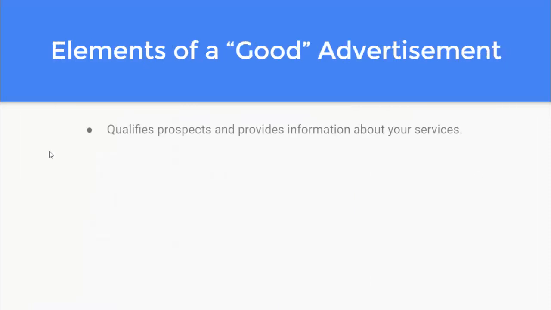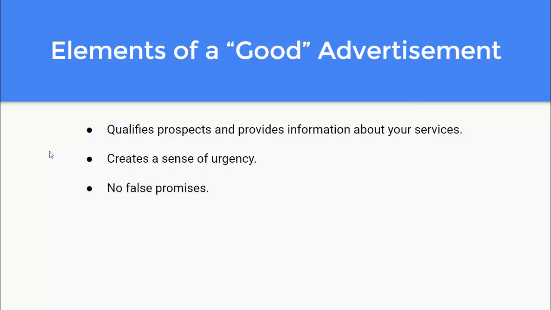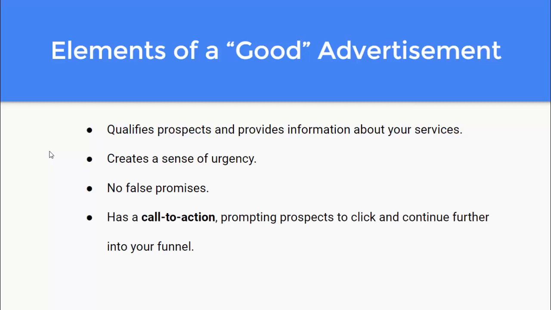Elements of a good advertisement. So a good ad qualifies prospects and provides information about your services. It creates a sense of urgency: offer ends soon, get it while you can, that kind of stuff. No false promises, okay? We don't want to promise the moon in our advertisements, and then we come up short in our actual service. That's not very moral or ethical to do. And it has a call to action.